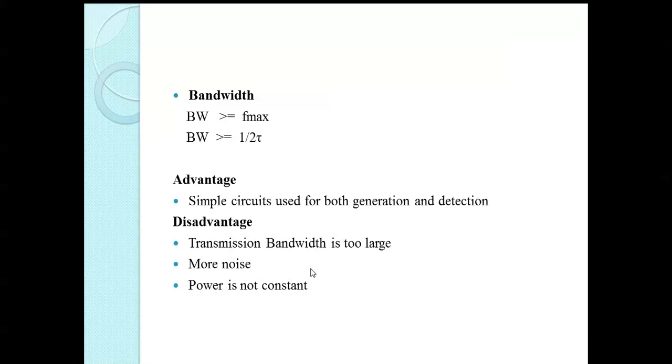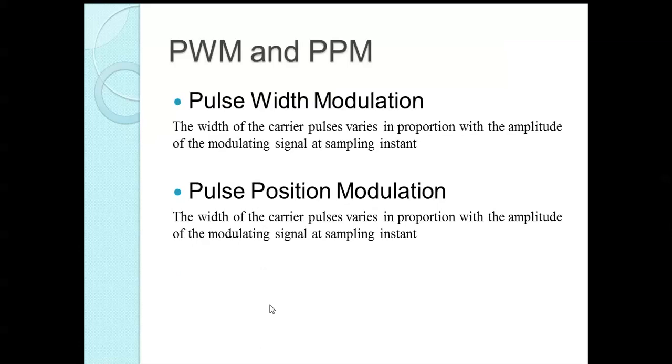But the disadvantage is that the bandwidth is too large and you have more noise. Why more noise? Because my amplitude changes. As the amplitude changes, obviously there will be noise, and the power is not constant. As the amplitude varies, the power has to be varied according to the height of the amplitude. So at the transmission side, the power gets varied based upon the pulse amplitude. So the power is not constant. This is the disadvantage which we are facing. Next we'll go on to pulse width modulation and pulse position modulation.